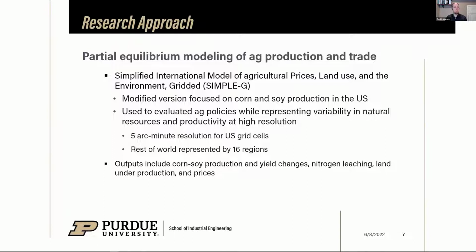And so I'll kind of skip over this. But just as a reminder, we're looking at a fairly good resolution in the US, 5 arc minutes, and then the rest of the world represented by 16 other regions. And the outputs that we were looking at for this particular analysis were the corn soy production and yield changes, nitrogen leaching outcomes, land under production, and prices. So all of those except for prices are at the grid cell level.